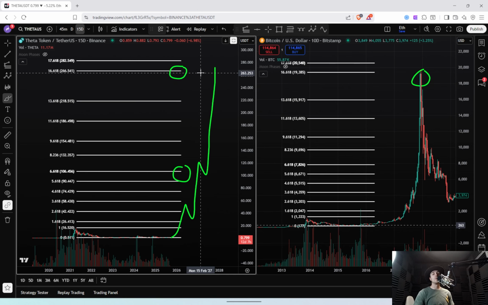Let's remove all our drawing tools and zoom in. Here in the short term, we do have a bit of a triangle that we broke bullish out of, and now we're coming back down onto this triangle to test it as support. So as you can see, we have a triangle pattern here. We broke bullish out of that triangle, and now we're coming back down to test it as support.